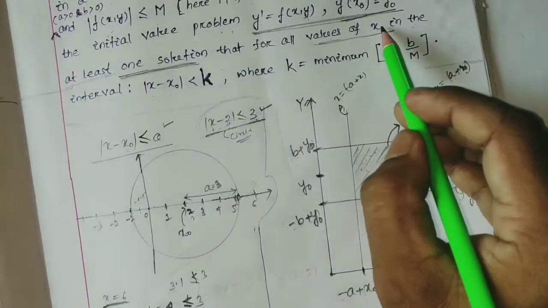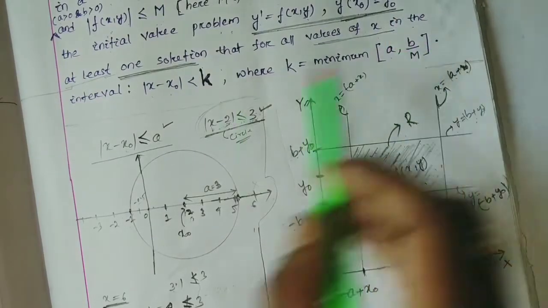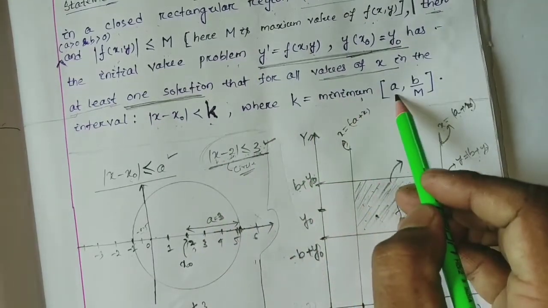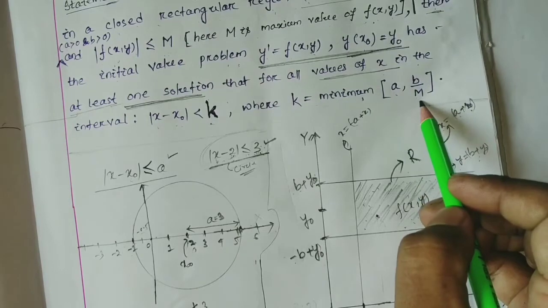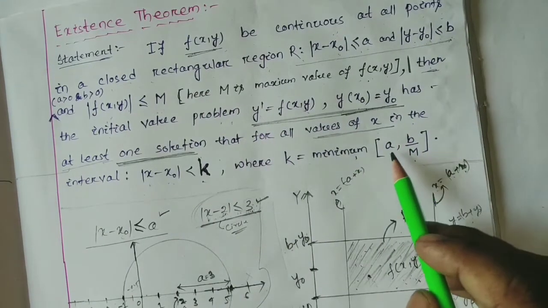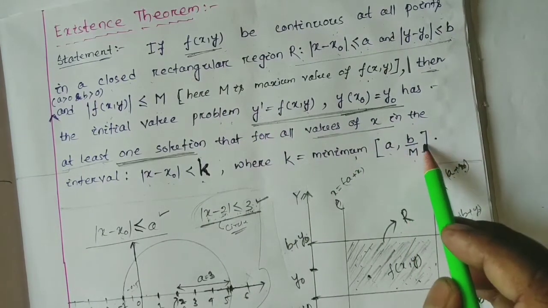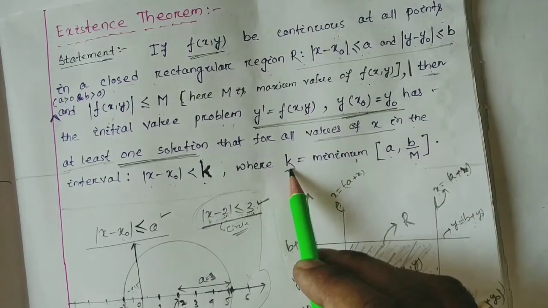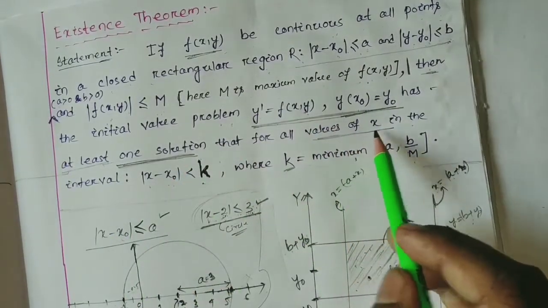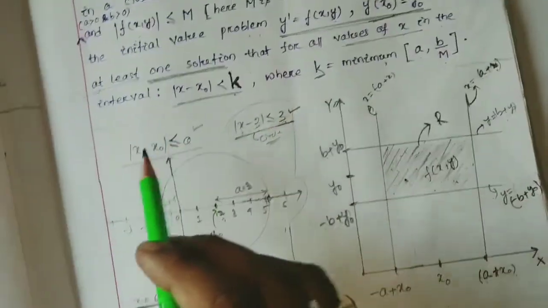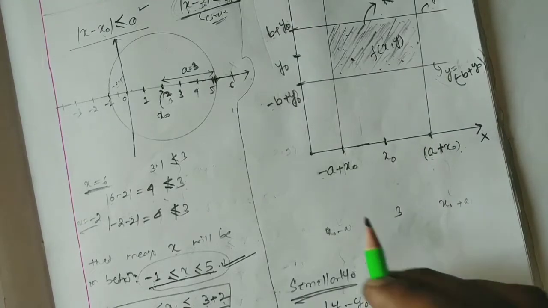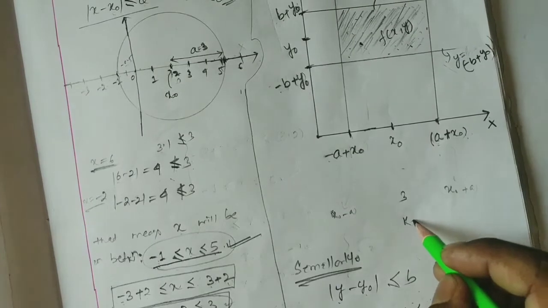But this x has one range. What is that range? In the interval |x minus x0| less than k, where k is the minimum of a and b by M. So both a and b by M, whichever is the minimum, we consider that, and this initial value problem has at least one solution for all values of x in this range. Suppose x0 equal to 3 and we found the k value is 1.